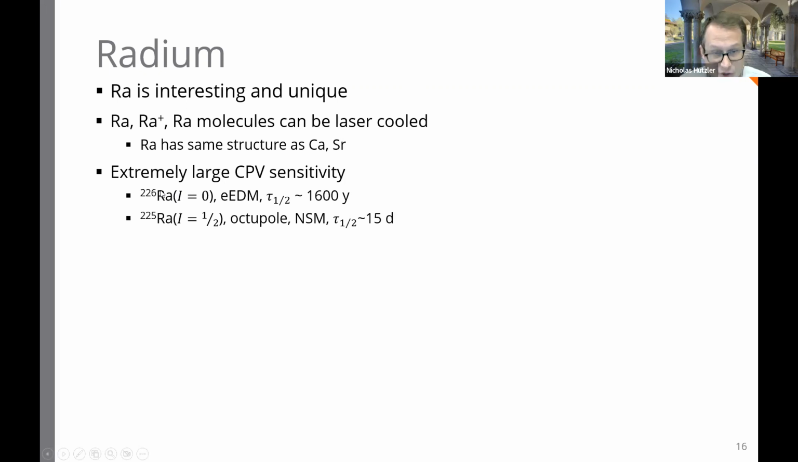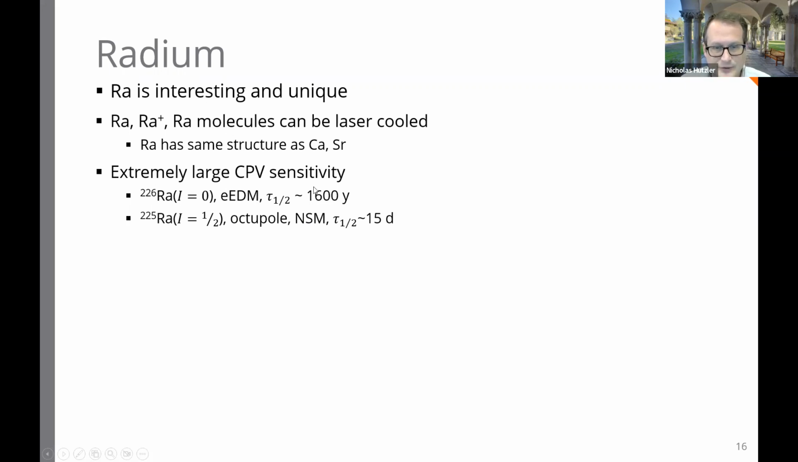But it also has extremely large CP violation sensitivity, not just because it's very heavy. So you get intrinsically larger enhancements, even to things like the electron EDM. But it has this octupole deformation, which gives it a very, very large sensitivity to, say, a nuclear Schiff moment. Of course, the downside is it's radioactive.